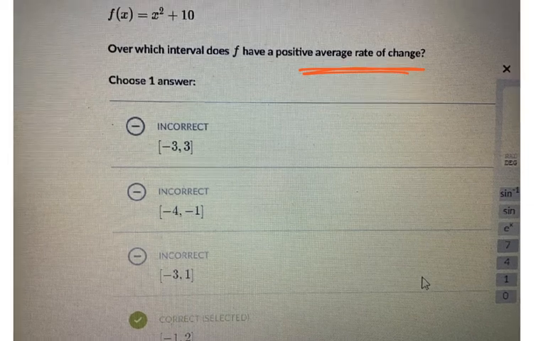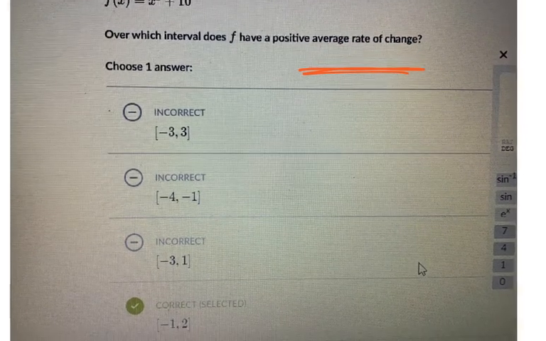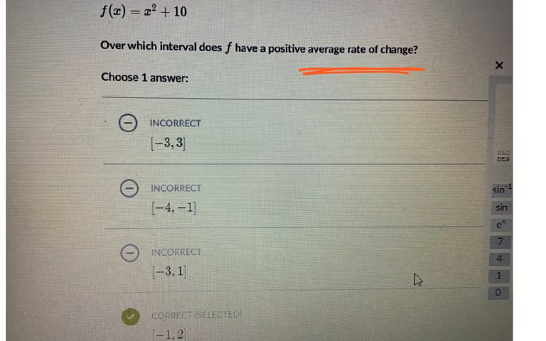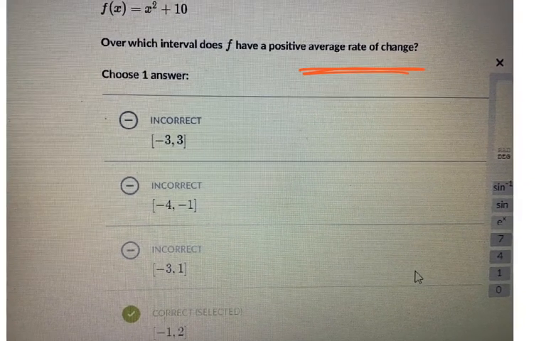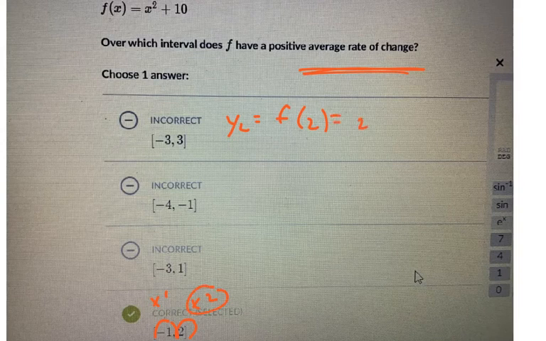Now what you would do, of course, is you would plug in. So let's just go ahead and do that right now. So remember, where you end up at, 2, is your x2. Where you started out is your x1. We're going to plug in 2 and 1. So we're going to define y2. We're basically going to do f of 2 in this case, because x2 is 2. And we're going to get 2 squared plus 10. 4 plus 10 is 14.